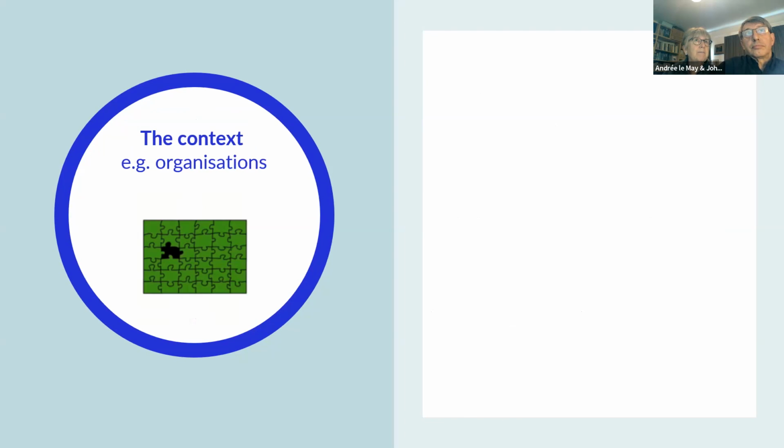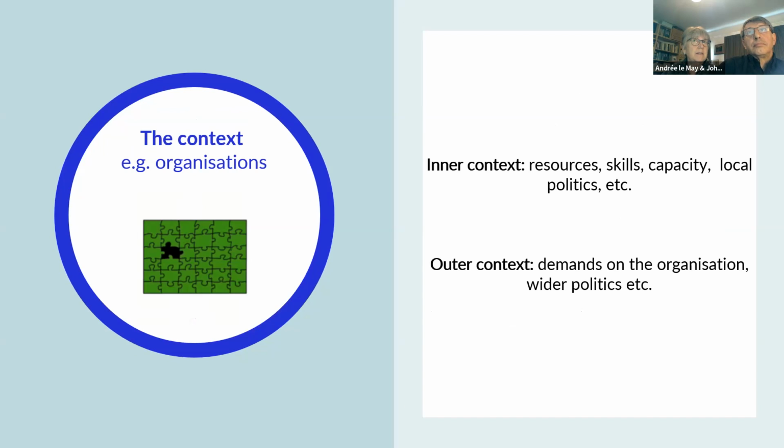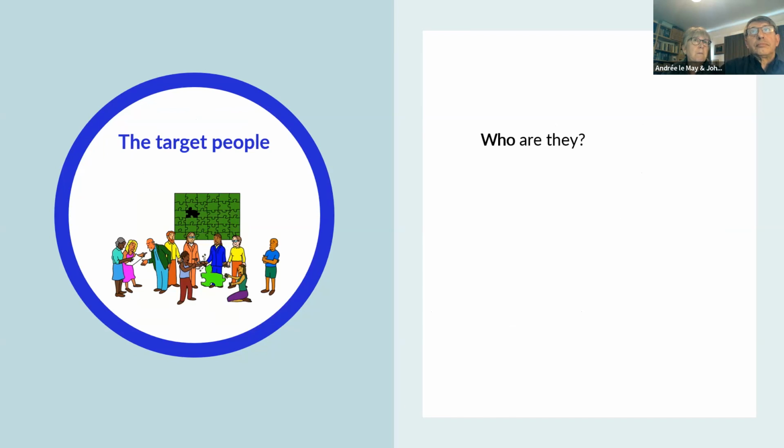In relation to that, closely tied together with evidence is the context of the organisations into which the evidence is going to be implemented. The context in terms of the inner context, resources, skills, capacity, local politics, all impact on the implementation of evidence, and the outer context, demands on the organisation, the wider politics, the general social, cultural milieu outside the organisation.